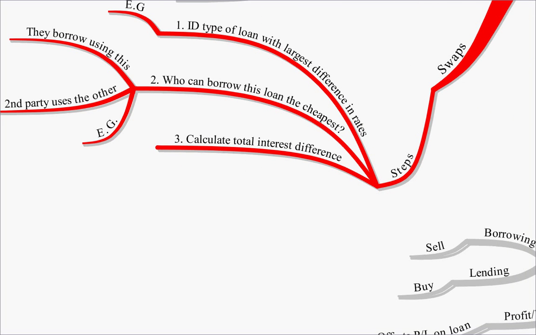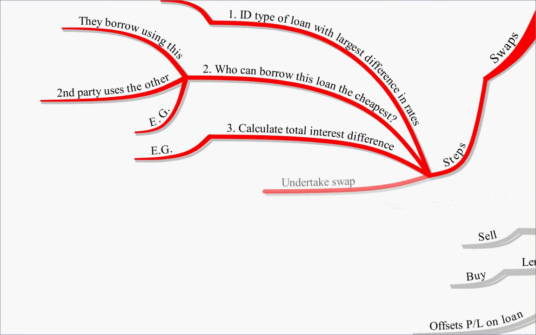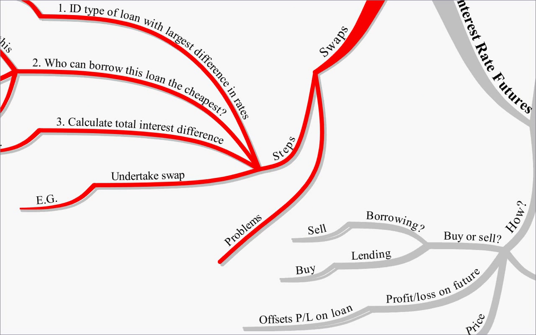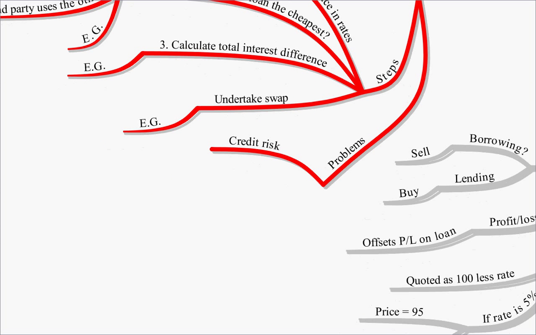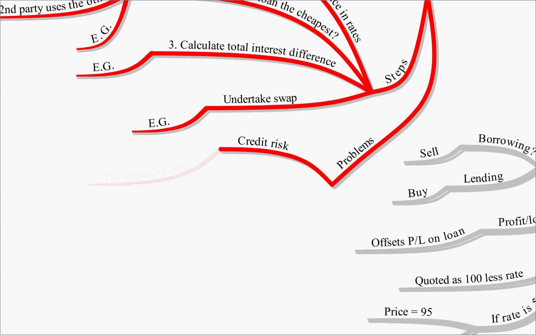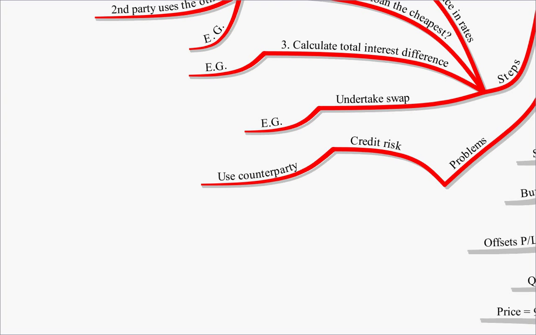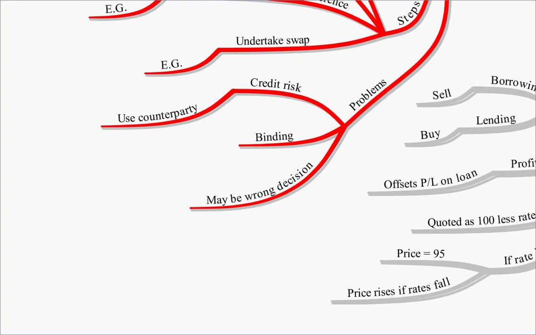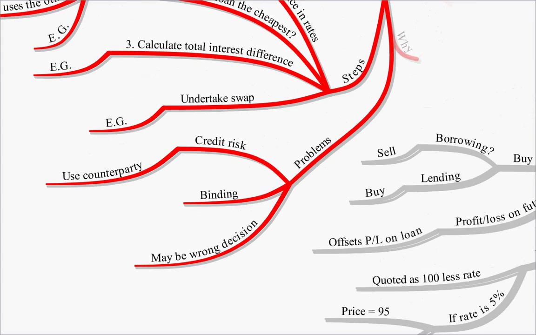Then calculate the total interest difference, undertake the swap, and that will be your interest rate swap. The only way to do that really is to look at different examples of it. The problems are there's a credit risk. If the other person in the swap doesn't actually pay their borrowings, you may be open to credit risk. So use a counterparty, usually a bank, to see you through that. They're binding, so you can't get out of them, and it may be the wrong decision, but that might be the case with any hedging.